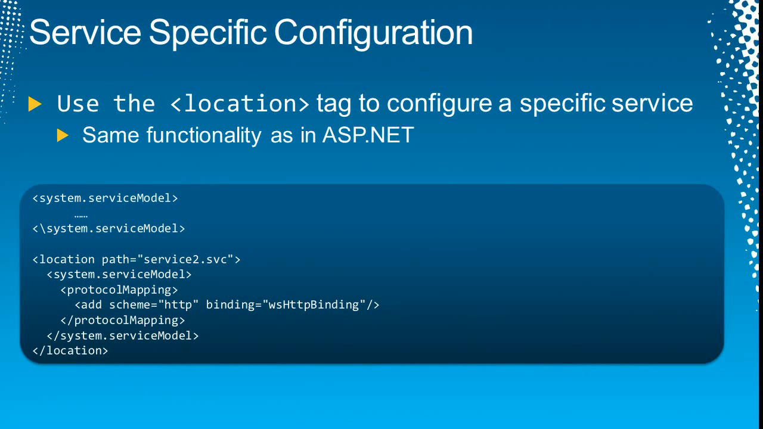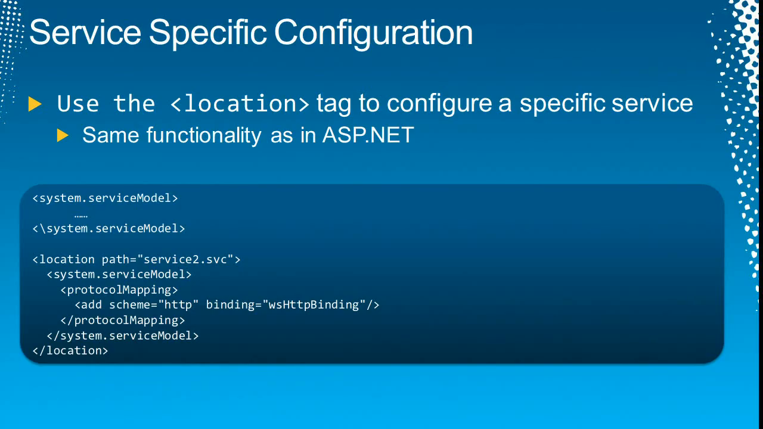Now, if you need to do configuration for one service, then you can use the location tag. The location tag is a feature of ASP.NET. It's not new, but in .NET 4 it now works for WCF as well. The location tag says that all of the config that you see inside this tag should only apply to this particular path. For example, the example you're seeing on the screen says that I want to add just this protocol mapping for just service2.svc and no other services. So that's a way to scope config for just one service without having to drop down to explicitly configuring each and every endpoint on your service.